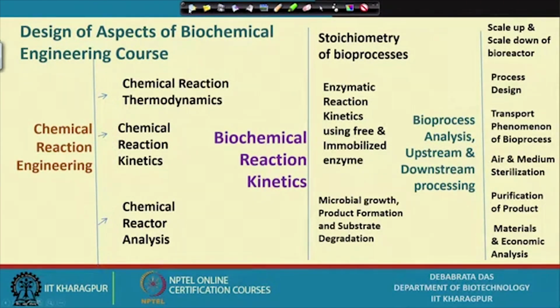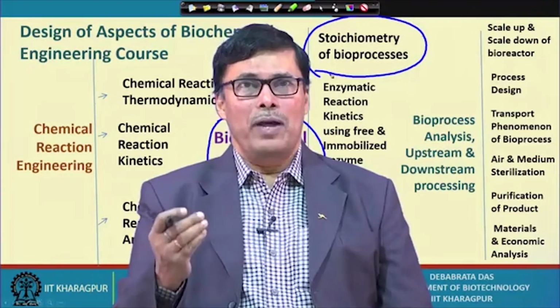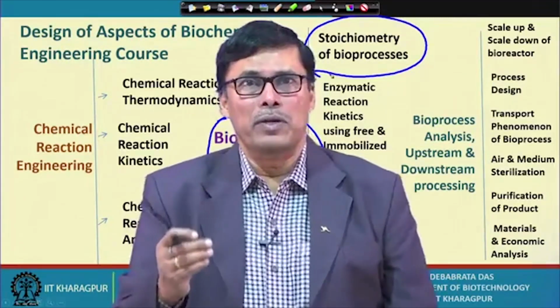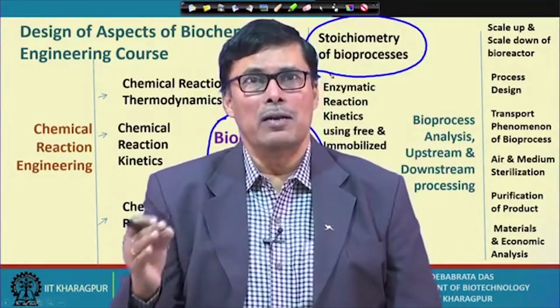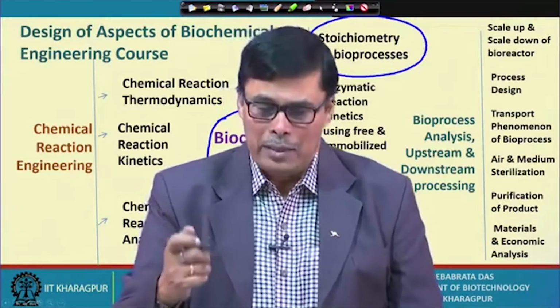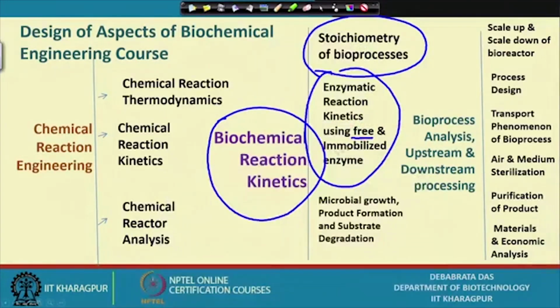After having this information, we switched over to biochemical reaction kinetics. First we tried to understand the stoichiometry of the bioprocess, which is very important, because if you know the stoichiometry, then we can do the material and energy analysis of the process. From the stoichiometry we can find the theoretical yield of the process, so that we can design our process accordingly. And then we covered enzymatic reaction kinetics, using both free and immobilized enzyme.